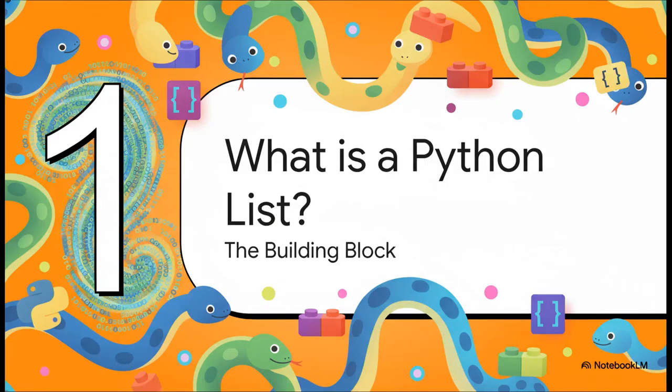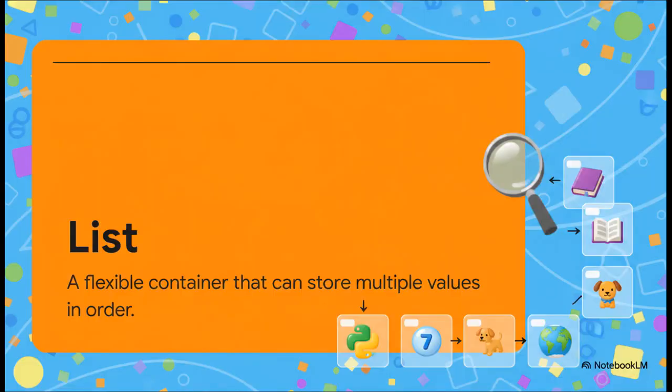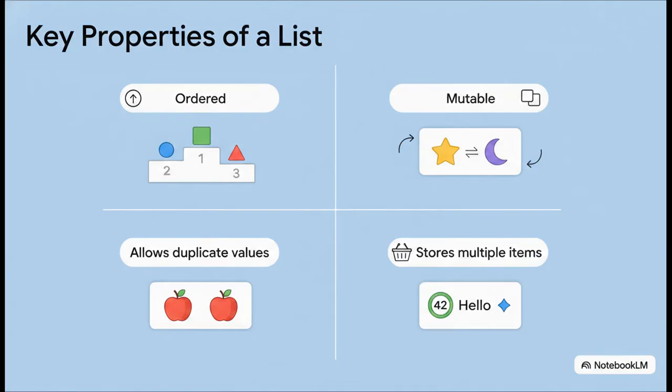Section 1, what is a Python list? You can pretty much think of it as the ultimate building block for all your data. So at its heart, a list is just a super flexible container. Seriously, just picture a box. You can throw a bunch of different things into this box, right? And what makes it so powerful is that it doesn't care what you put in, numbers, text, whatever, and it keeps everything in the exact order you put it in. That's key.